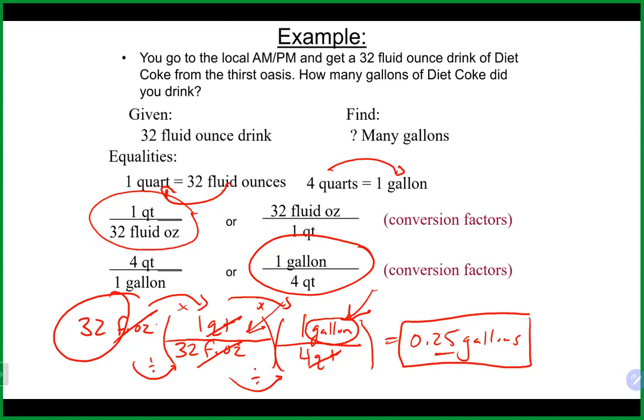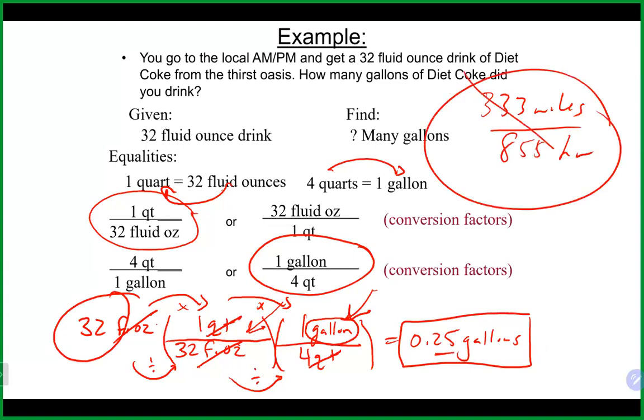Not maybe for this particular case, but I have had people write things like 333 miles over 855 hours. That's my answer. That gets a big X. So don't do that. Don't leave any answer as a fraction. Divide it out and get a number and the appropriate units. Any questions on that there?